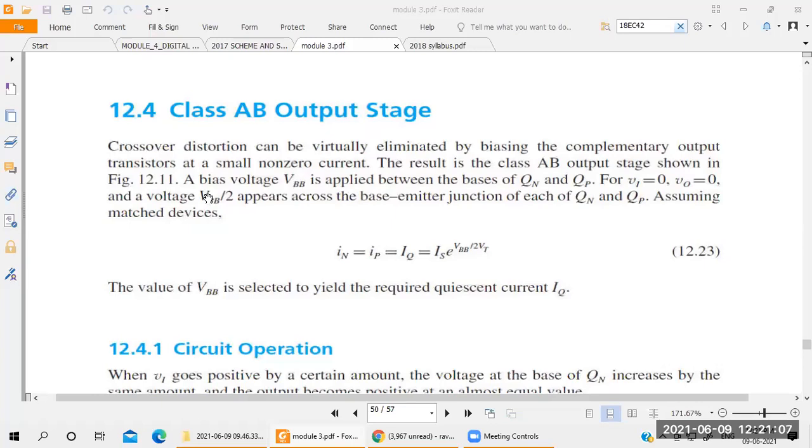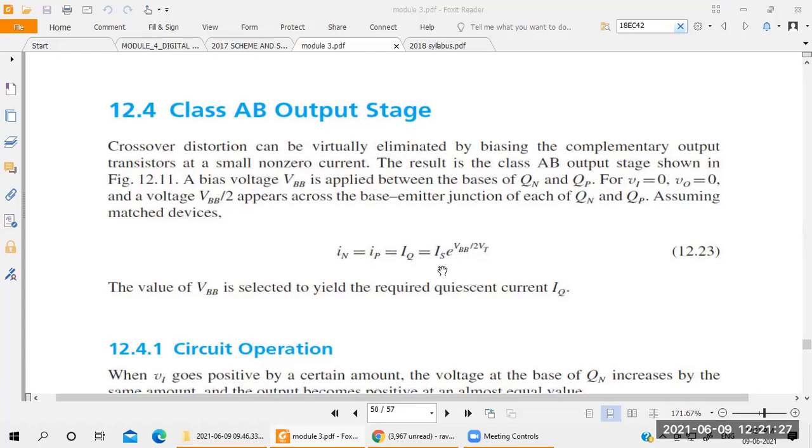That should be equal to the DC current. See, like given, IN is equal to IP. The NPN current and PNP current should be equal to the DC current from the DC supply. That is IQ. So you can write the DC current equation now.